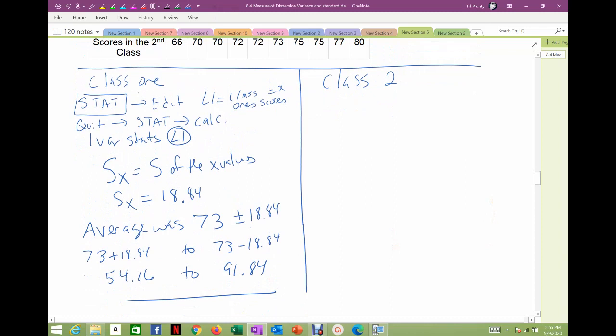Right, class 2, though, should have a different answer, right? Class 2's spread should be much smaller. So again, we do the same song and dance. I'm just going to plug in list 1, though, which is going to be my class 2 scores. There are my x values. So that's the thing I'm changing.